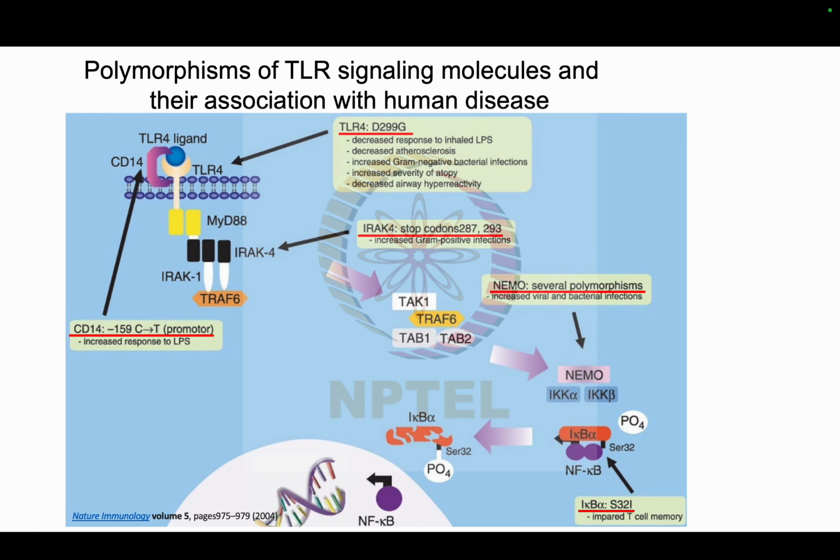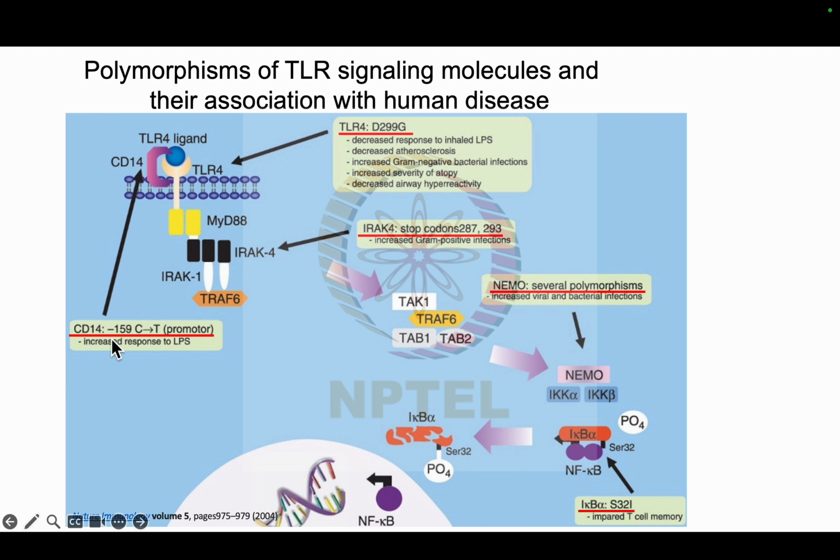Polymorphisms of TLR signaling molecules and their association with human disease. In terms of function, we can see there are polymorphisms. So in TLR4, if there is a mutation like D299G, what will happen? Decreased response to inhaled LPS, decreased atherosclerosis, increased gram-negative bacterial infections, increased severity of atopy, decreased airway hyperreactivity. IRAK4 stop codons 287 and 293 cause increased gram-positive infections.